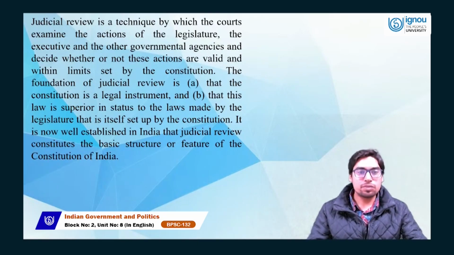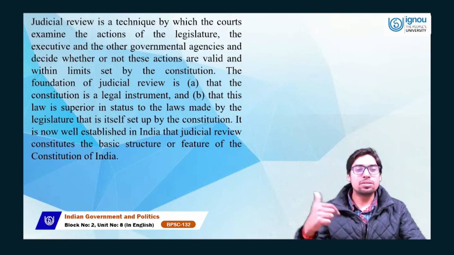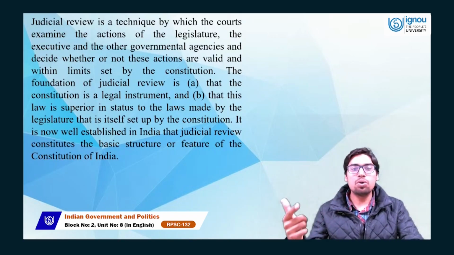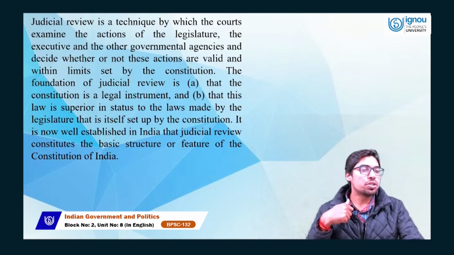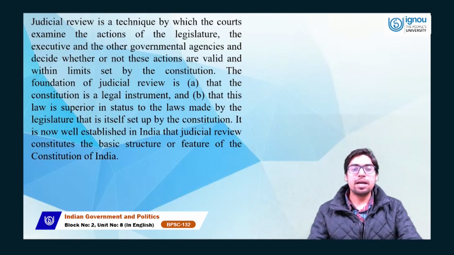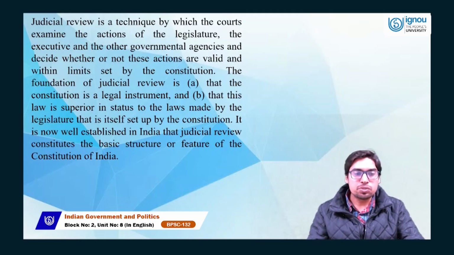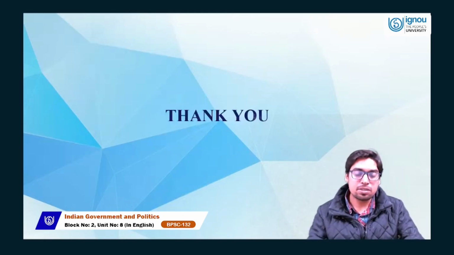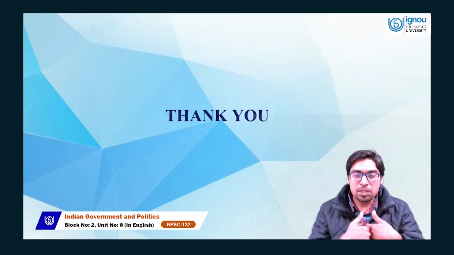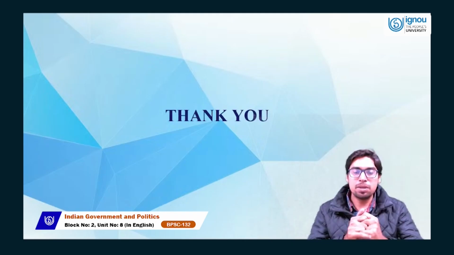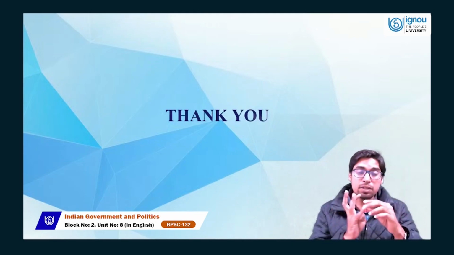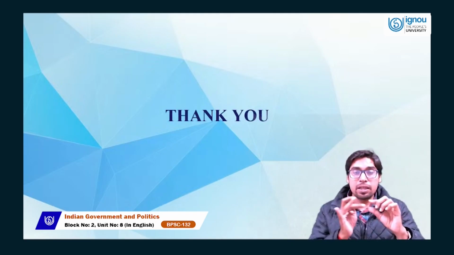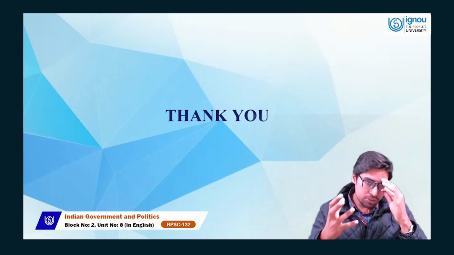The fundamentals of judicial review are that the Constitution is a legal instrument, and that its law is superior in status to the law made by the legislature, which is itself set up by the Constitution. It is now well established in India that judicial review constitutes a basic structure or feature of the Constitution of India. Now, this unit is completed, and we discussed the three branches of the Indian political system: number one is legislative, then executive, and third is judiciary.